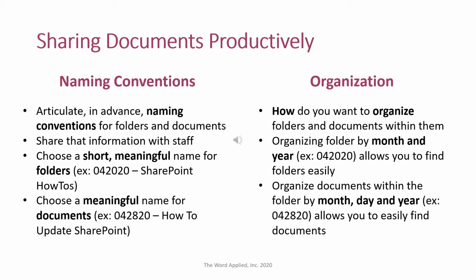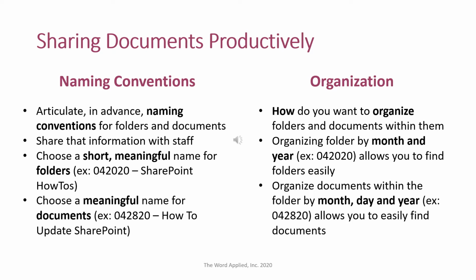But one way that you could name your folders is, I suggest they be short and meaningful. And one way you can do it is have the month and the year. So in my example, I have April 2020, SharePoint how-tos. That's the name of the folder. And then contained within that are meaningful names of documents like April 28th, 2020, how to update SharePoint. And that would be a document name that's contained within the SharePoint how-to folder.